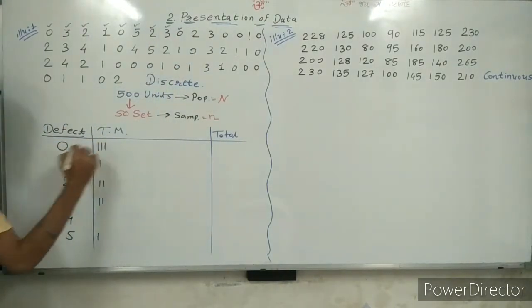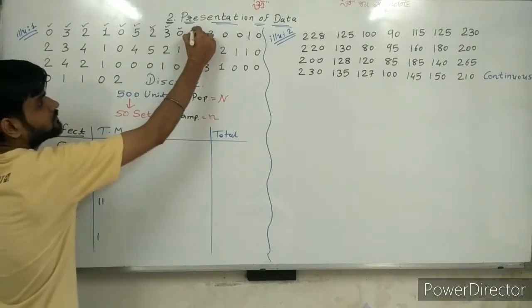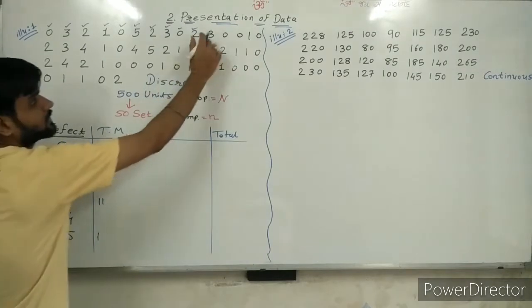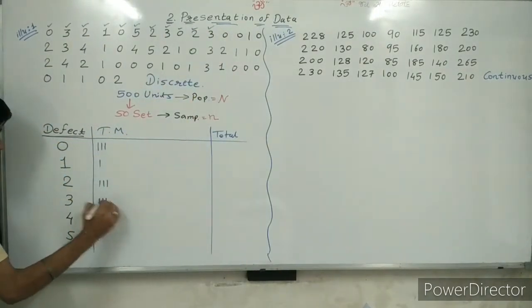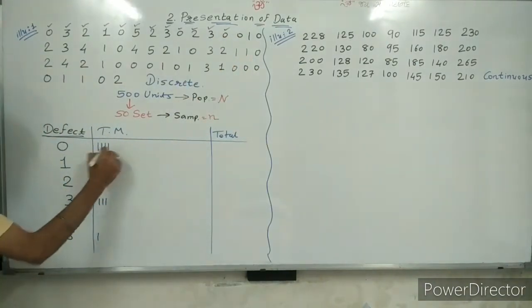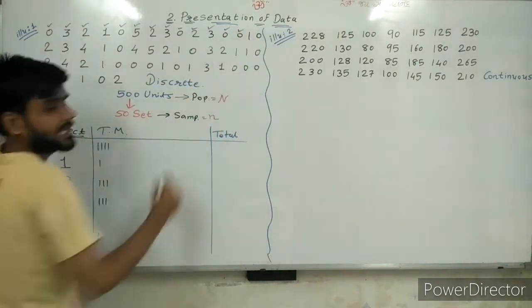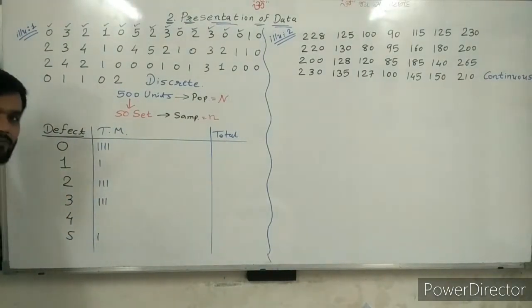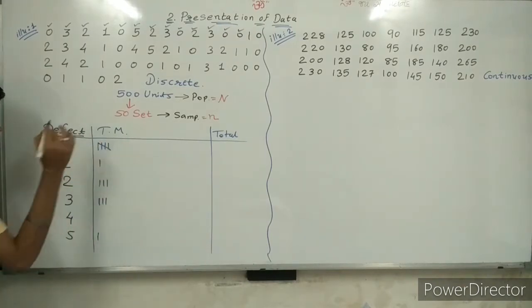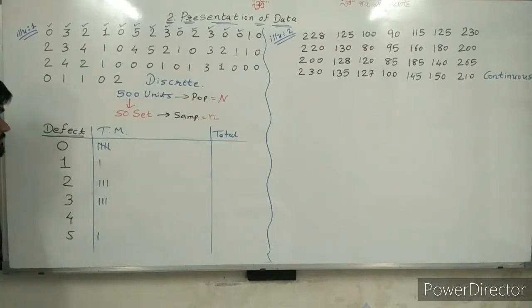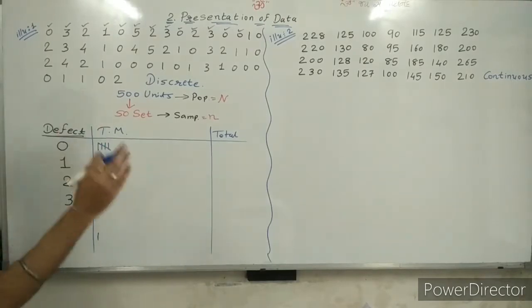0, 0, 2, 2, 3, 3, 0, 0. So again 0, no defect. Now if there are 5 tally marks, then the 5th tally mark is crossed, so that we can count directly 5. So in this way, okay, going ahead.